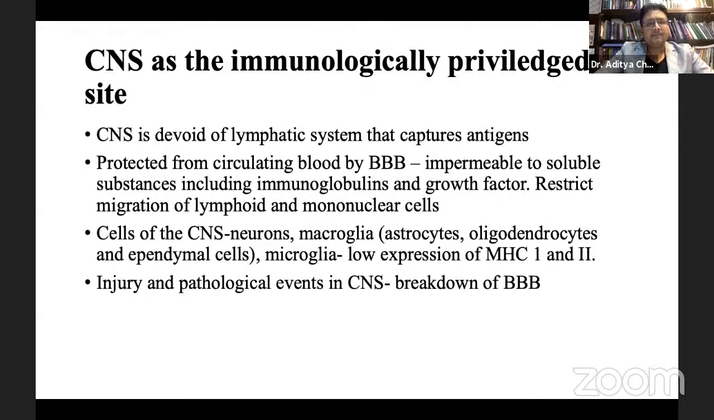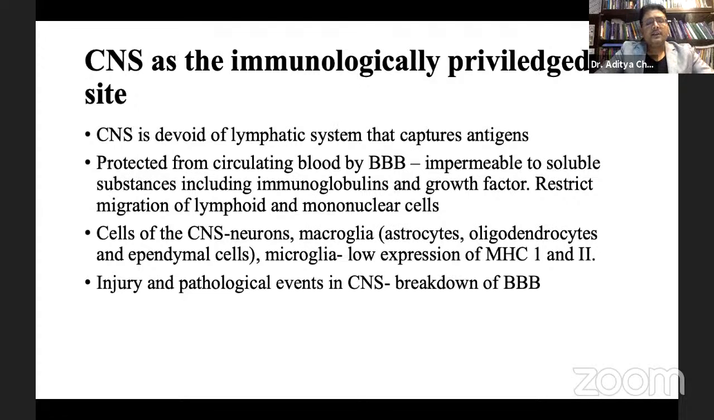and growth factors. Now, there are cells of the CNS, which include the neurons and the macroglia. The macroglia comprises different cells like the astrocytes, the oligodendrocytes, and the ependymal cells. And there are the phagocytes like microglia. All these cells in the CNS are not as immunologically competent as the other cells in the body, because they have a low expression of the major histocompatibility complex 1 and 2.